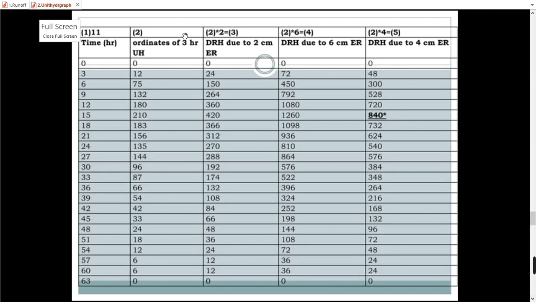So you have to convert the UH to DRH with the excess rainfall, right? These are the unit assumptions. Multiples, not like that in the field, because rainfall excess is not uniform in centimeters. It may vary from time to time. Sometimes it increases to 2 to 3, and from time to time it may change. But we assume 2 centimeter.